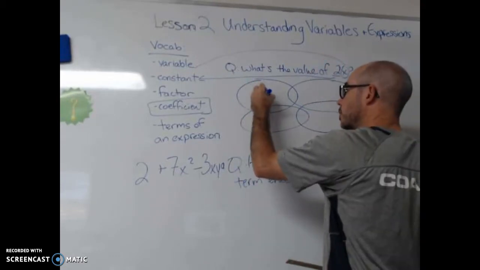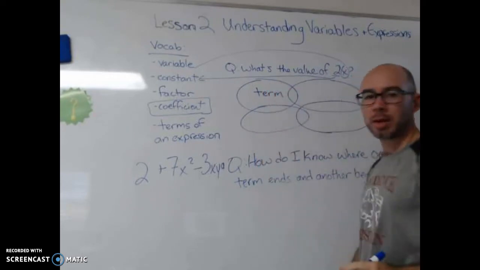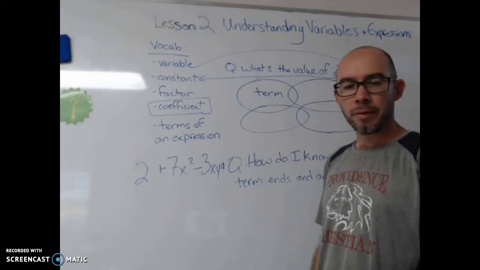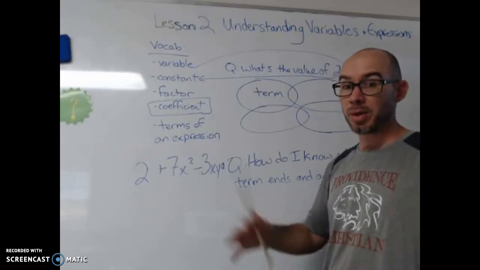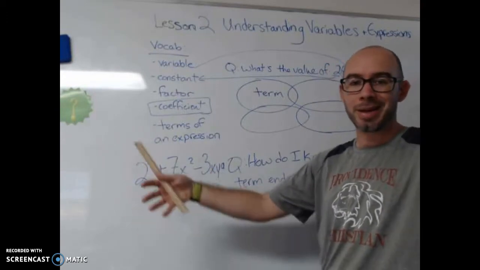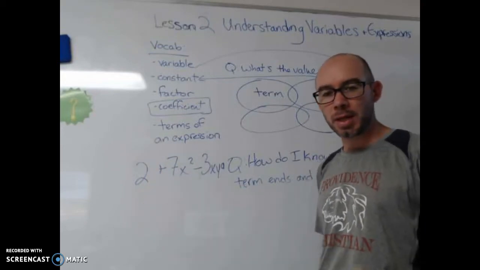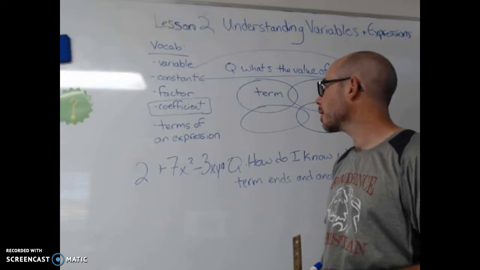Okay, and so in the first ellipse here, I'm going to write the word term. We said that this has a variety of terms. An algebraic expression can have an infinite number of terms. Well, I guess it couldn't have an infinite number, then it would never be done, right? You could have 1,000 terms in it. You could have 1,000 pieces of it.